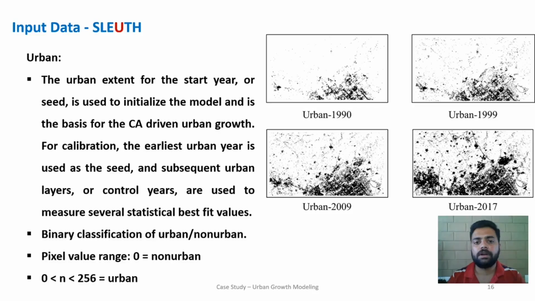As I mentioned, we need urban layers for four different time periods. If you can see, 1990 urban is there, 1999, 2009 and 2017. Roughly the time period between each of the images is 9 to 10 years. So it is also a binary classification. It indicates only urban versus non-urban, and the pixel value is given 0 for non-urban, and any value it can take for urban data.